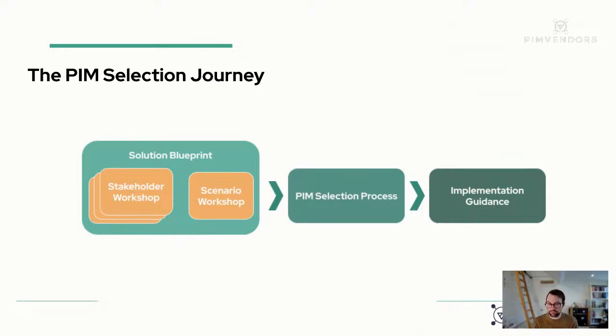That feeds into the PIM selection process. So we then select the right PIM independently based on the requirements and the scenarios from the solution blueprint. And the selected PIM then uses both the solution blueprint and their own internal processes to get to the right implementation. And we actually support you during that implementation as well. So from a technical level, if you have any questions or issues, we can help you make sure that you stay on course, right? So that the right PIM is implemented the right way.